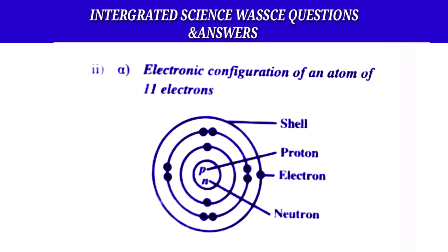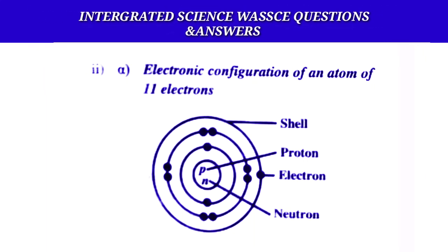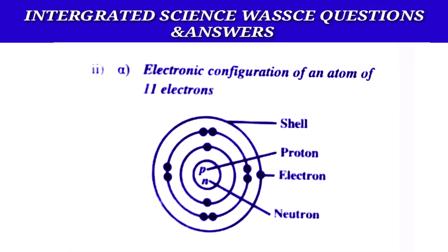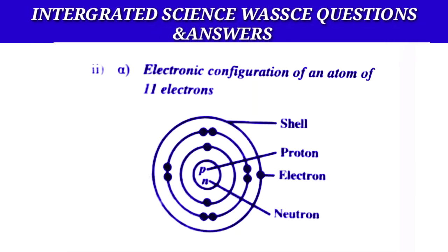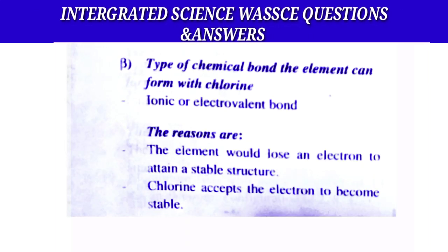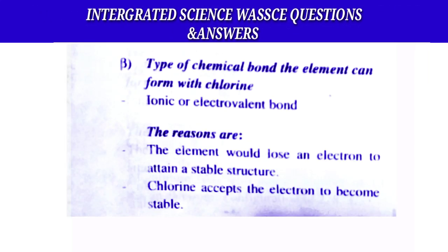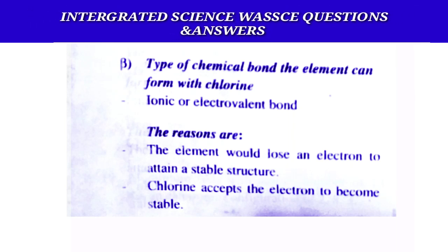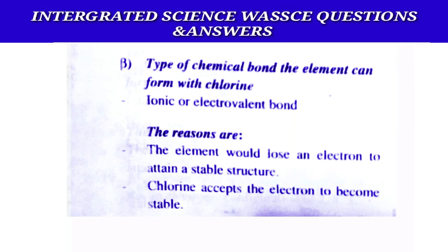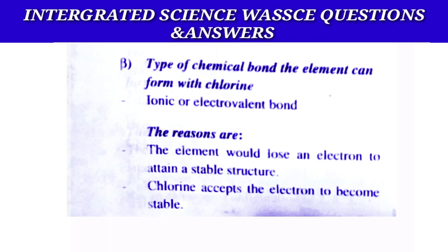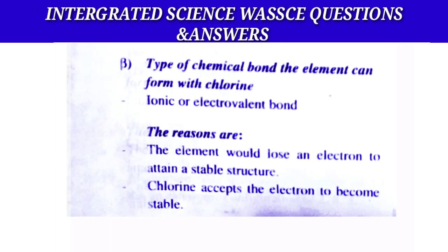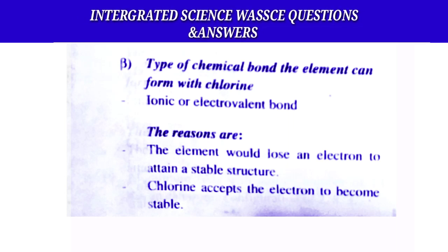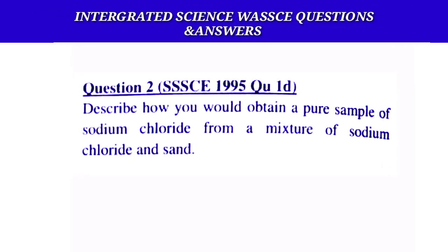Now, electronic configuration of an atom of 11 electrons. So we have the shell, we have the proton, the electron, and neutron. Types of chemical bond the element can form with chlorine: ionic or electrovalent bond. The reasons are the element will lose an electron to attain a stable structure. So chlorine accepts the electron to become stable, very stable.